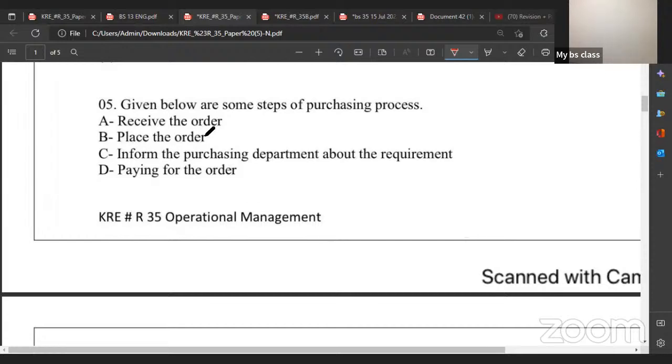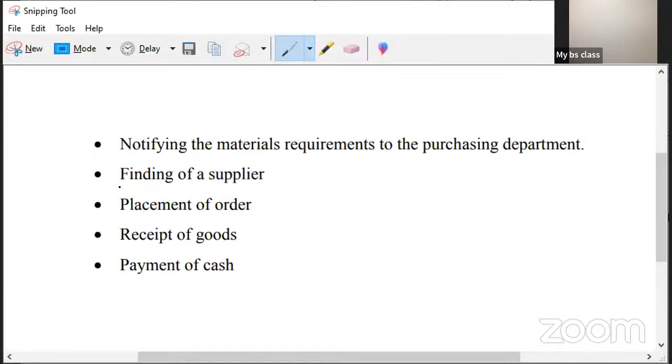And why now? Can someone tell me, right? Why that? Practically, if you think, why don't we see this option? I mean, in the question provided, why have they skipped or removed this option? They all have the next step, right? Notifying the department, then place the order, receive the goods, and the payment of cash. Why do you think? Why is there no mention of finding a supplier?